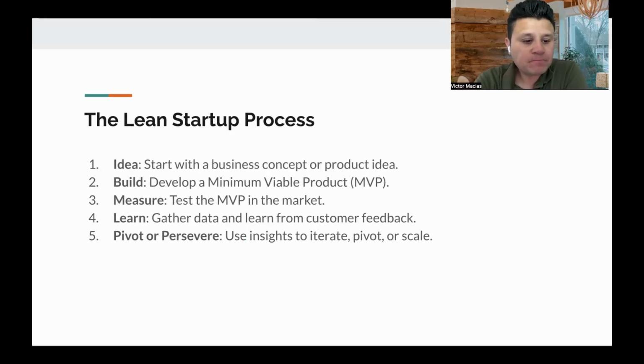Lean startup process. Number one is you start with the business concept or a product idea. That's what we've been talking about up until now. Number two is you build, and we're going to build something called an MVP, a minimum viable product. Number three, we're going to test the MVP with real people, with real potential customers, and see what their feedback is. Number four, we're going to learn. We're going to get data, what worked, what didn't work. Number five is we're going to adjust, we're going to pivot. We talked about how important it is for an entrepreneur to be adaptable, to be flexible. Here is where we take our data and we adjust.